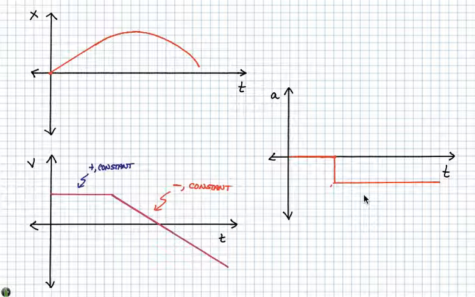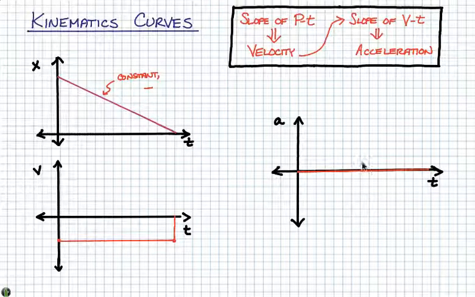So hopefully you start to see the connection here. The only thing you need to realize at the end of the day is that the connection between these three graphs is that the slope of the position time graph will give you velocity, and the slope of the velocity time graph will give you acceleration.